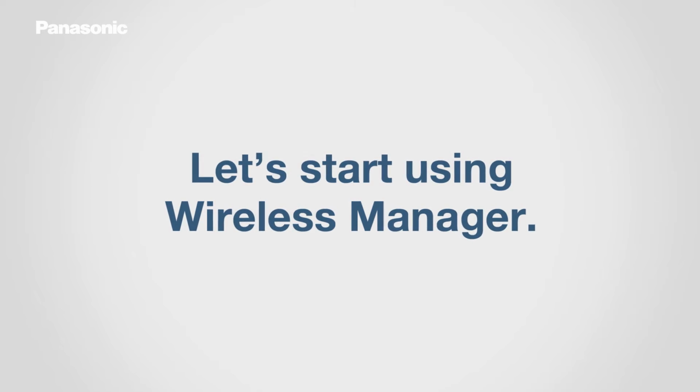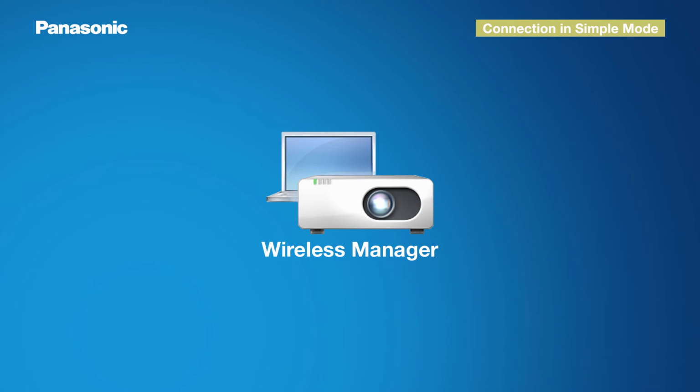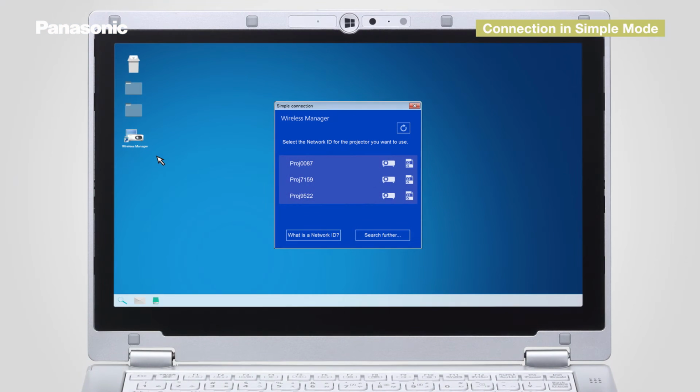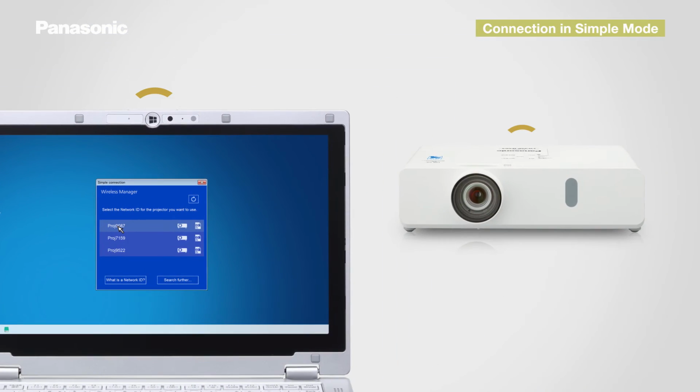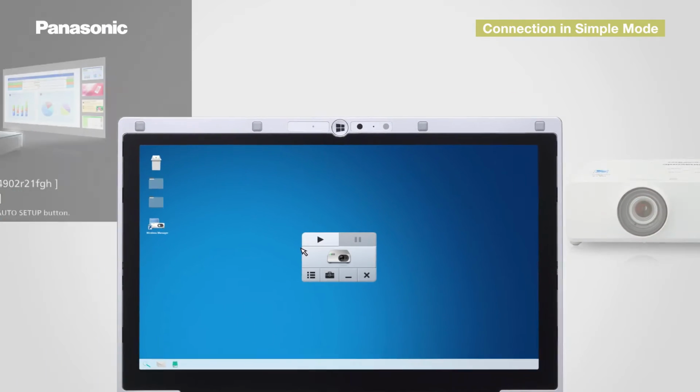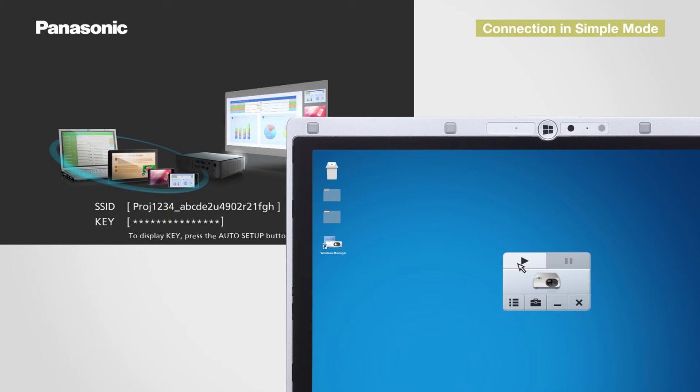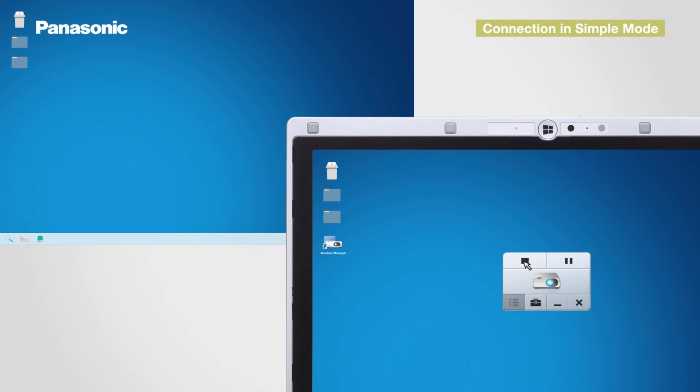Now, let's open Wireless Manager. Double-click the Wireless Manager icon on the desktop. The Simple Connection screen is displayed. Select the network ID for your projector. Click it. Now your PC and projector should be connected. Next, press the Start button on the Launcher panel. You can now wirelessly mirror your PC screen on the projector screen.